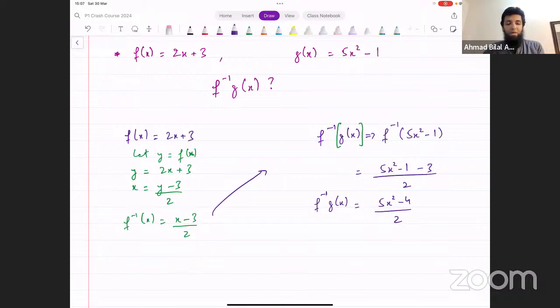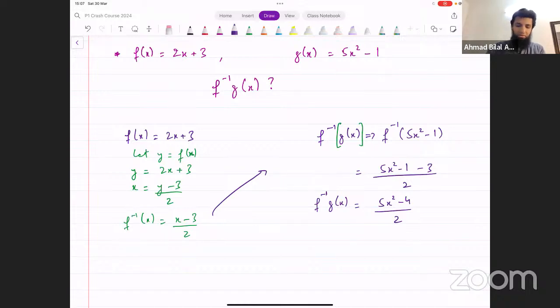This could be another type of composite function that you might have to deal with. This is how you evaluate this. F inverse of g of x equals 5x squared minus 4 divided by 2. Any problem with this? Any questions, anyone? Sir, I couldn't understand this. How did you input x minus 3 over 2 into 5x squared minus 1?